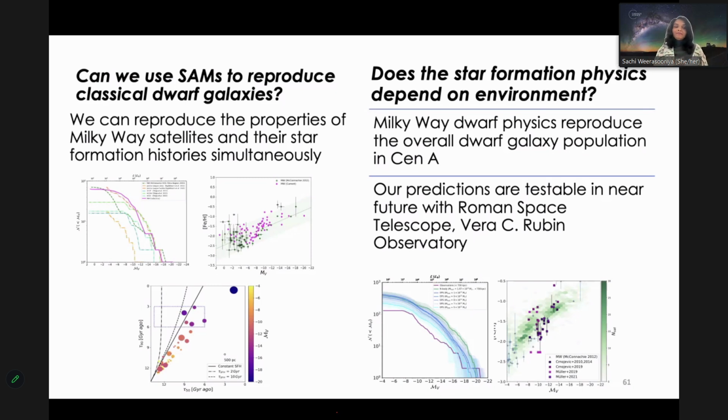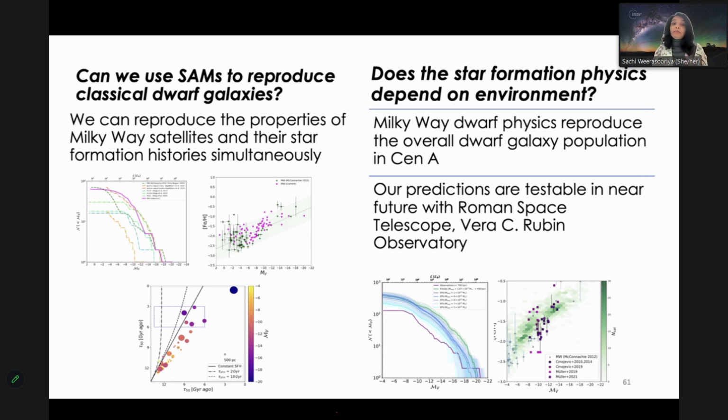So summing up, we looked at two questions. Here we tried to answer, can we use semi-analytic models to reproduce classical dwarf galaxies? The answer is yes, we can reproduce the properties of Milky Way dwarf galaxies and their star formation histories simultaneously, down to the faintest SDSS ultrafaints. And we can use this star formation physics to understand whether dwarf galaxy physics depends on environment, by applying this Milky Way dwarf galaxy physics to a Centaurus A like simulation with dwarf galaxies.